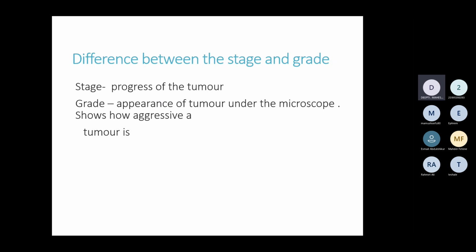So what is the difference between stage and grade? Stage basically is the progress of the tumor. It shows the extent of spread and the progress of the tumor, and grade shows the appearance of tumor under the microscope, which shows how aggressive a tumor is. Okay, so that we have already covered.